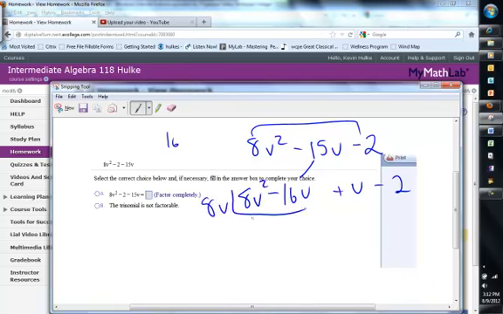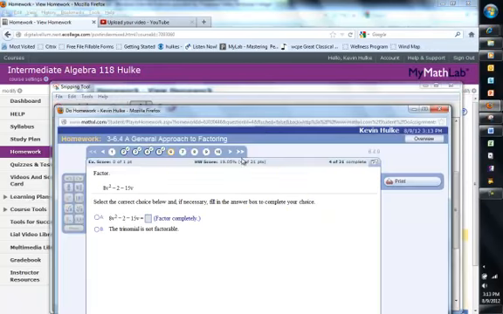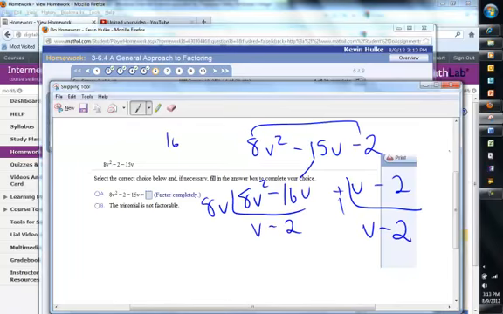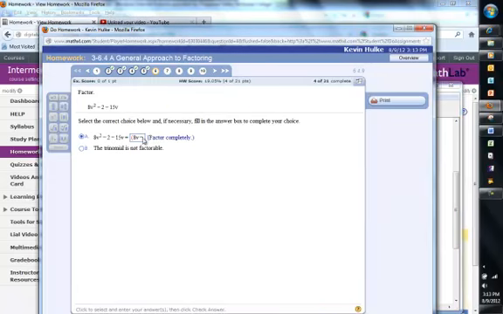Can take out an 8v and are left with v minus 2. Take out a 1 and we're left with v minus 2. So our factored form is 8v plus 1, v minus 2. You can do that on your calculator also. Parentheses 8v, minus or plus 1? 8v plus 1, v minus 2.